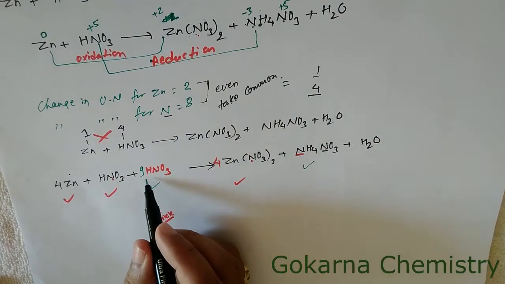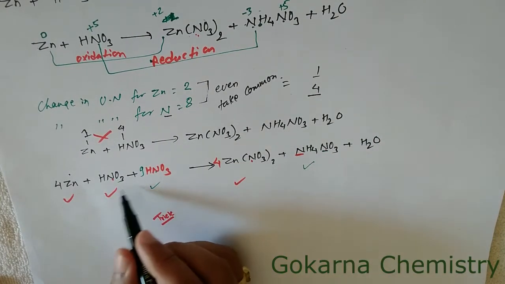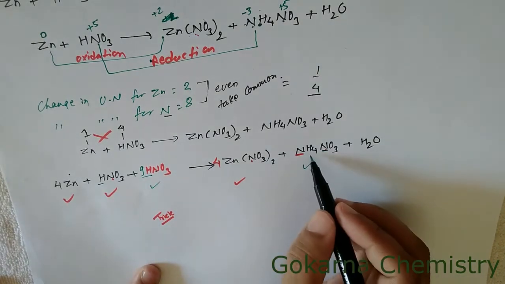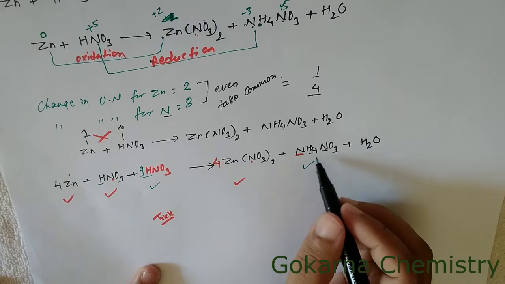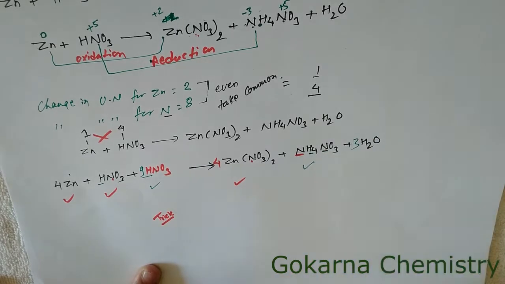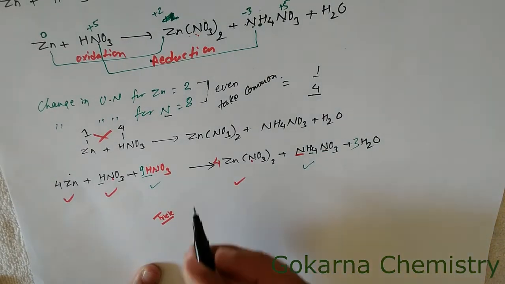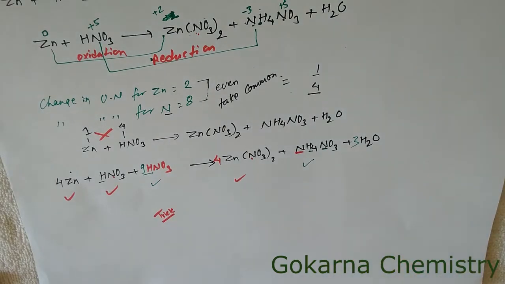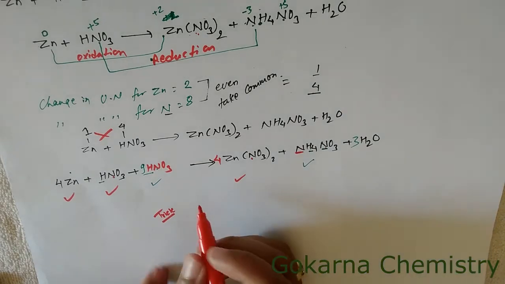On the reactant side, all the reactants are balanced, so total hydrogen is 10. On the product side, there are 4 hydrogen, so we have to take 3 times 2, which is 6, and 6 plus 4 is 10. If the oxygen is automatically balanced, then your chemical reaction is balanced. If not, there is something wrong.